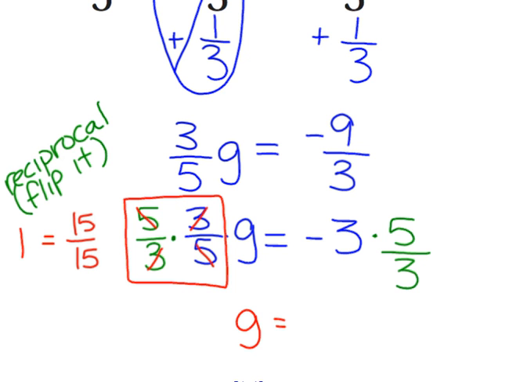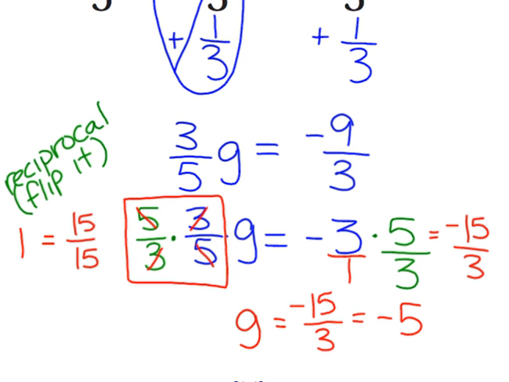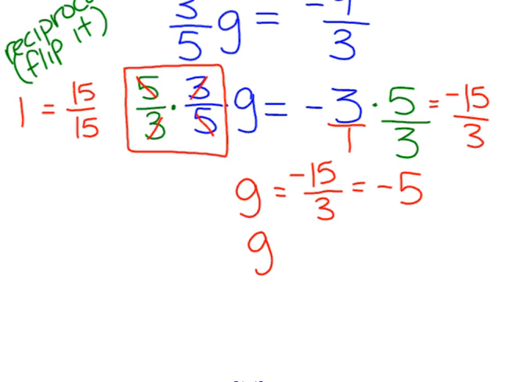And then on the right side, we can line up our numbers. If you want to use that same simplifying shortcut, you can. Otherwise, negative 3 times 5 is negative 15. 1 times 3 is 3. And negative 15/3, or negative 15 divided by 3, is just equal to negative 5. So our final answer is that g equals negative 5.